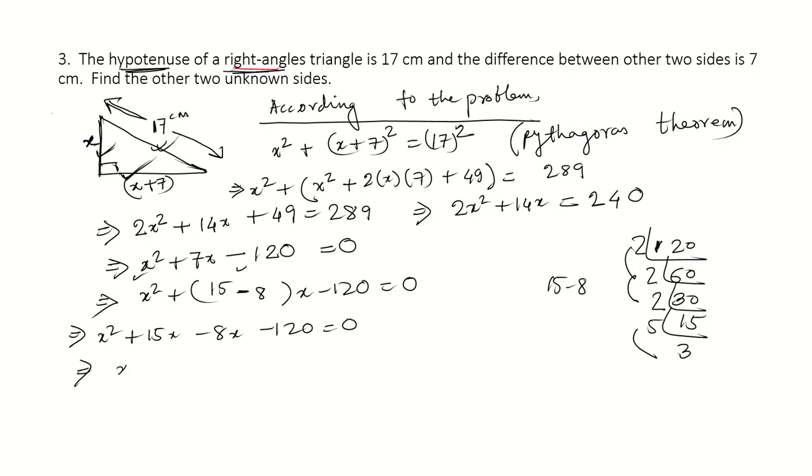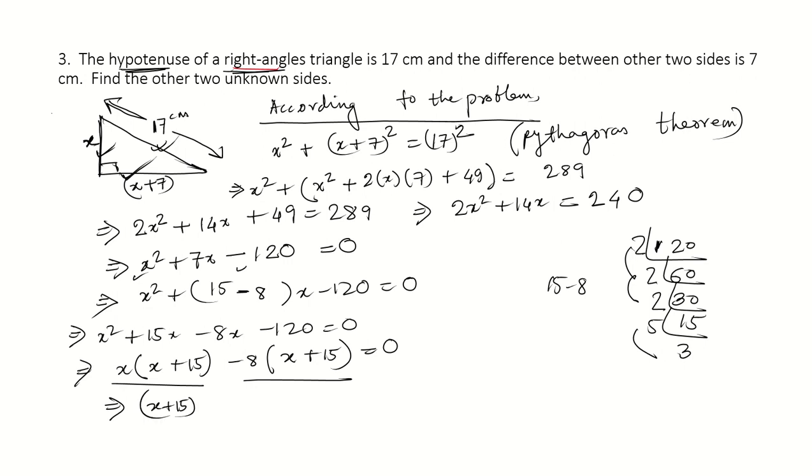If x is common in the first two terms, it's x times (x plus 15). Again we get an x plus 15 from the last two terms: 15 times 8 is 120, equals 0. So x plus 15 is a common term. We can take x plus 15 out and we will get x minus 8 equals 0. From here it's like a times b equals 0, so a equals 0 or b equals 0, right? So similarly we get x equals minus 15 or x equals 8.